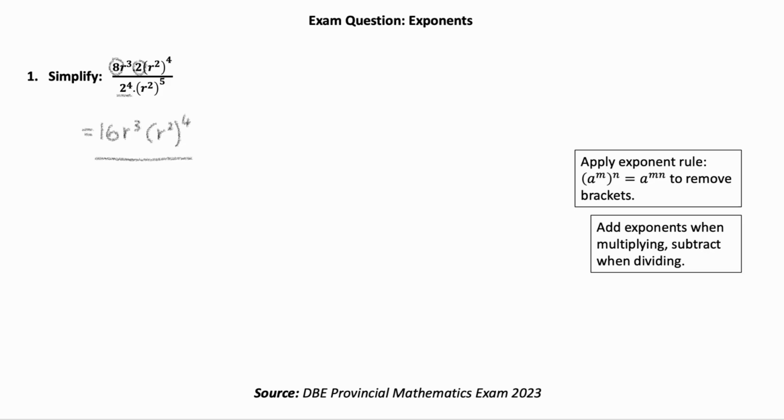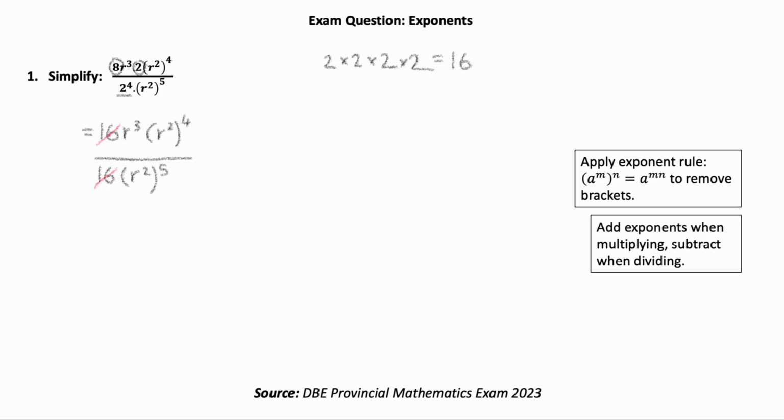Now, what is 2 to the power of 4? What is 2 times 2 times 2 times 2? Now, 2 times 2 is equal to 4, times 2 is equal to 8, times 2 is equal to 16. So 2 to the power of 4 is equal to 16. So the denominator becomes 16 multiplied by r squared raised to the power of 5. So now the 16 above the line and below the line will cancel out.